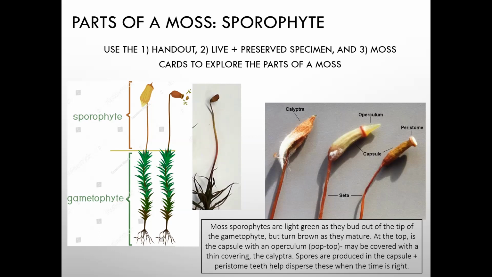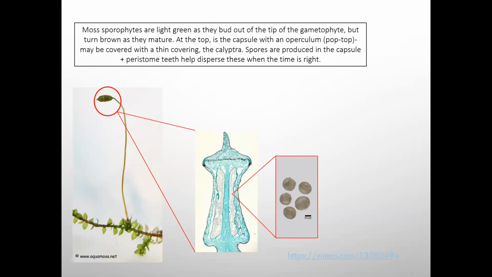The spores within it are dispersed with the teeth of the peristome, which is a structure beneath the operculum that helps distribute them across a longer period of time. Here we've got the sporophyte capsule just under a microscope, so you can see the clusters of spores arranged within it.